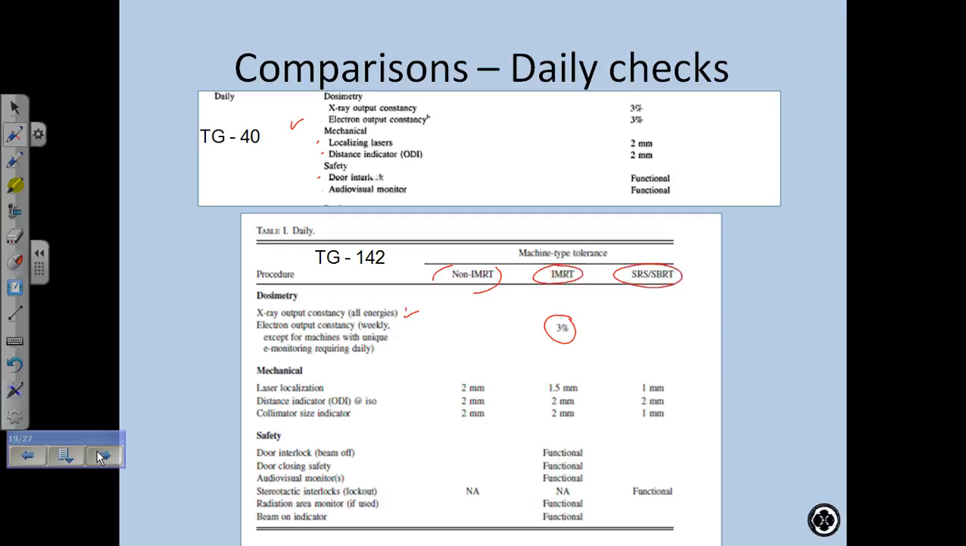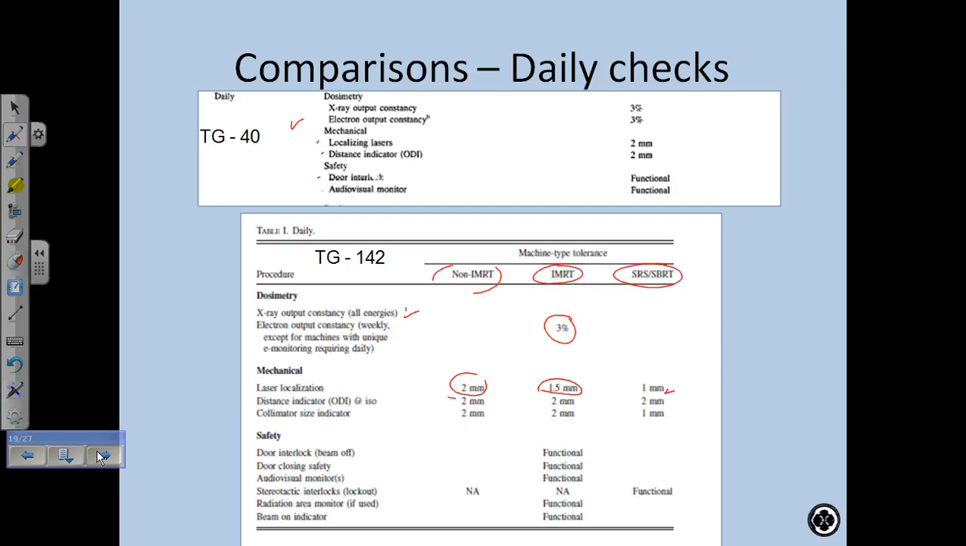So laser localization. This is something you guys have to remember. The 2 millimeter rule that we've always used for lasers is now pretty much 1.5 millimeters. Most of our Linacs today are IMRT capable, right? So we're looking at a laser localization accuracy of 1.5 millimeters for most of our Linacs. If you're doing SRS, you need to make sure that your lasers are within a millimeter. ODI, that really hasn't changed at all. See, they're all the same. So the ODI check is the same.